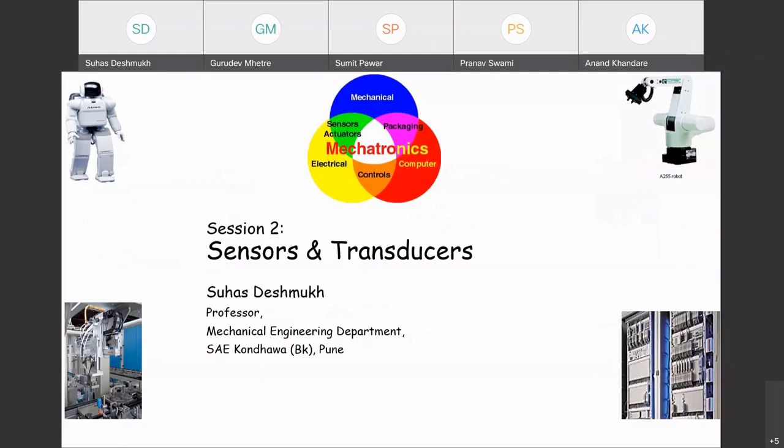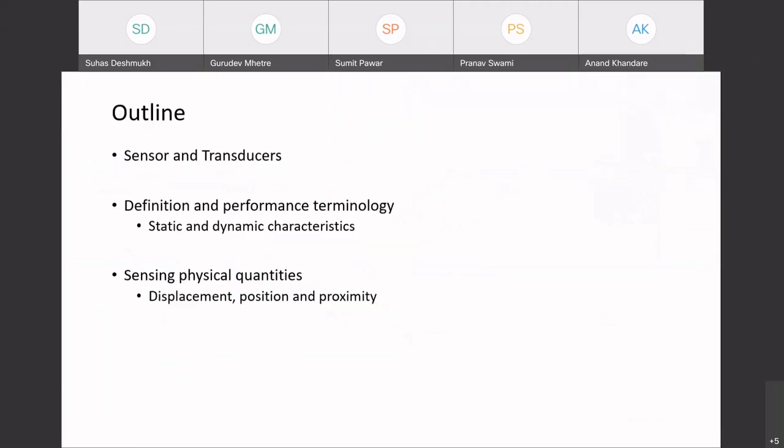Transducer only converts that information. Sometimes both will be used, as in a pressure transducer or something. This kind of words will be used, but don't get confused. You can use whichever is possible, sensor or transducer.